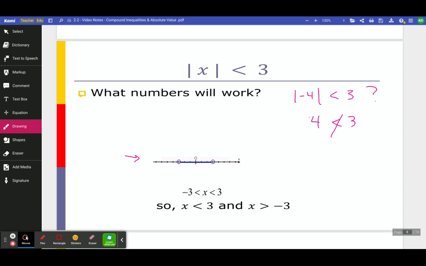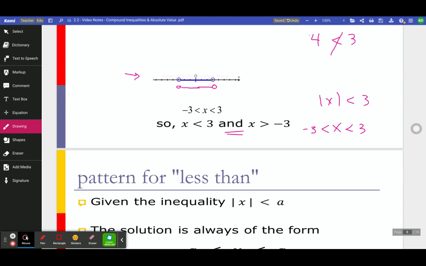So because of what we learned with compound inequalities, this can be represented by an AND graph. So we have all the numbers that are less than 3 and greater than -3. So this is an AND sort of compound inequality. So we can rewrite the absolute value of x is less than 3 as x is less than 3 and greater than -3. So it's just rewriting an absolute value inequality. We're representing that same solution set using compound inequalities.